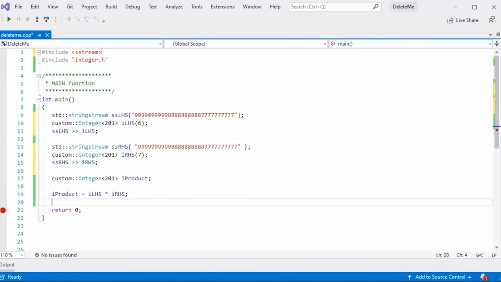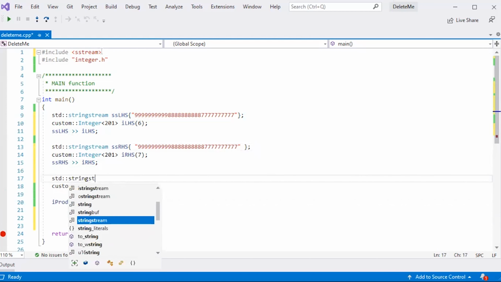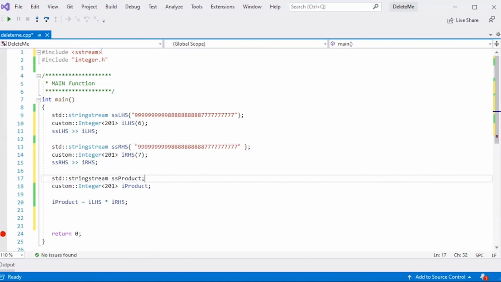And then when I do the product, I want to be able to verify the result. Just the bits aren't going to really help me understand if the multiplication worked. So what I'm going to do is create another string stream for the product. And then I'm going to use the insertion operator to take the result of that product and put it into a string stream. And now I'll be able to visually look at it. Now our implementation of integer is going to put 1,000 separators between the digits to make it a little bit easier to read.